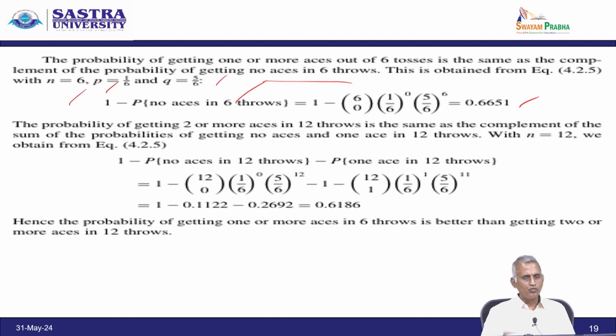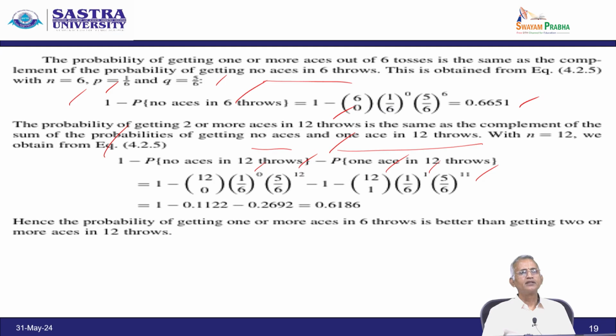The probability of getting 2 or more aces in 12 throws is the same as the complement of the sum of the probabilities of getting no aces and 1 ace in 12 throws, with n equal to 12. We have 1 minus P of no aces in 12 throws minus P of 1 ace in 12 throws. So, the probability is 1 minus 12C0 into 1 by 6 whole power 0 into 5 by 6 whole power 12, minus 12C1 into 1 by 6 whole power 1 into 5 by 6 whole power 11, and simplify.